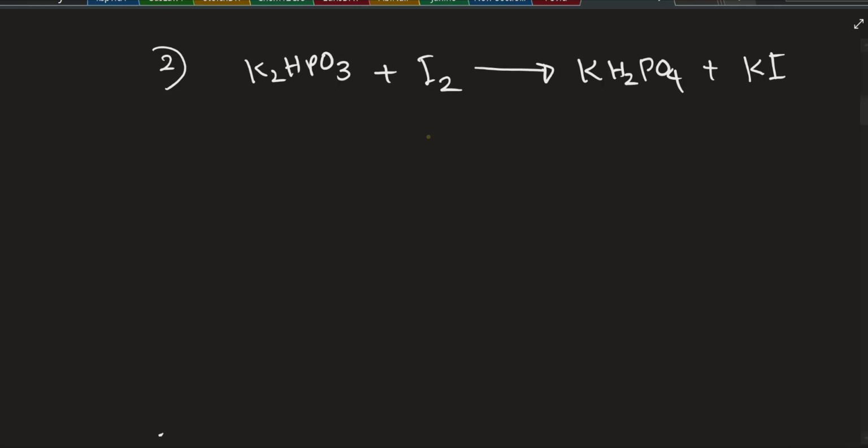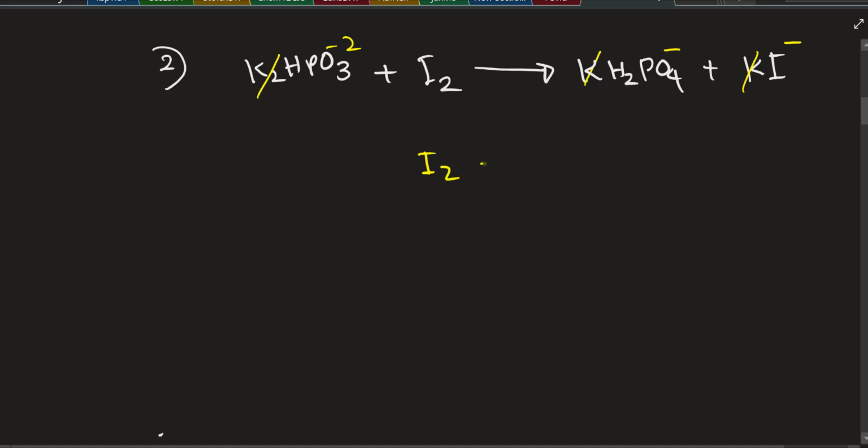Yeah, these things can come with the potassium or sodium or without it. So you see K is a plus, and then the I gets a minus, right? K is a plus, then H2PO4 gets a minus. And K2 is 2 times 1 plus, so that's how you can simplify. So I2 goes into I minus.